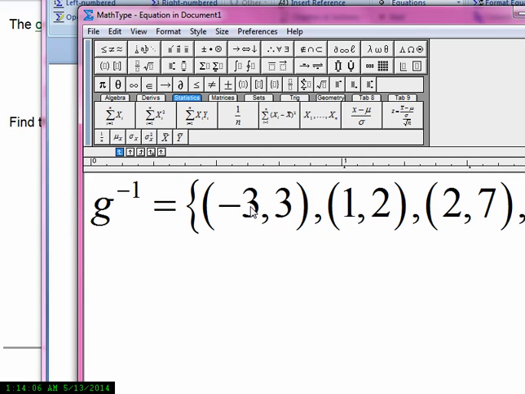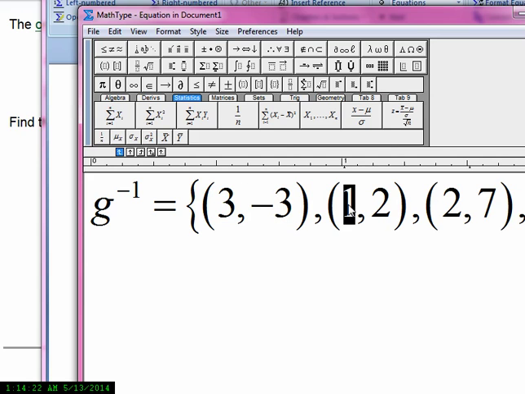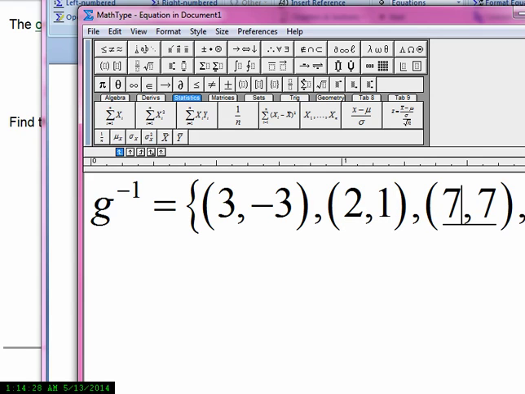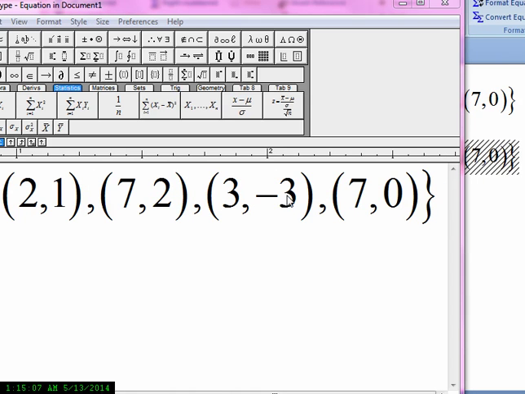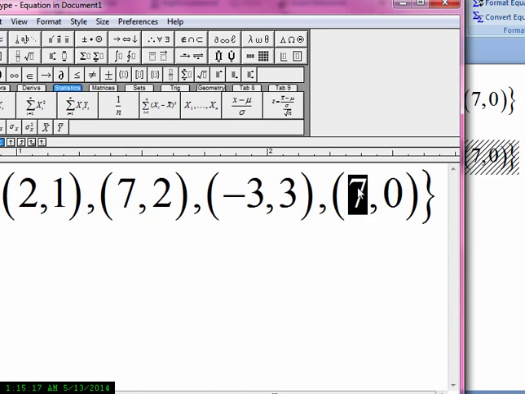And then I'm going to interchange the ordered pairs. So the 3 that is in the y position here will now become the x position, and the -3 will become the y. (1, 2) will become (2, 1). (2, 7) will become (7, 2). (3, -3) will become (-3, 3). And (7, 0) will become (0, 7).